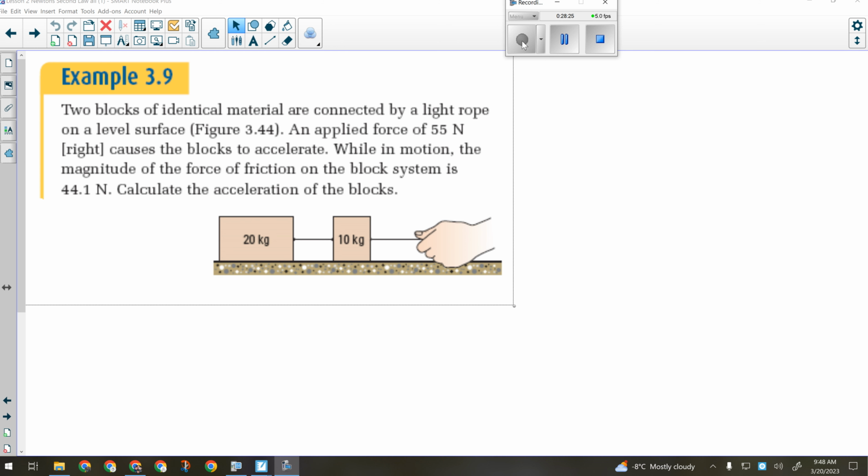Okay? So really, looking at this question, I can separate it into a 20 kilogram mass and a 10 kilogram mass, and I may have to do that. But I can also say that this is a 30 kilogram mass being pulled by an applied force forwards and friction backwards. Okay? Because they're going to move as a single 30 kilogram unit.